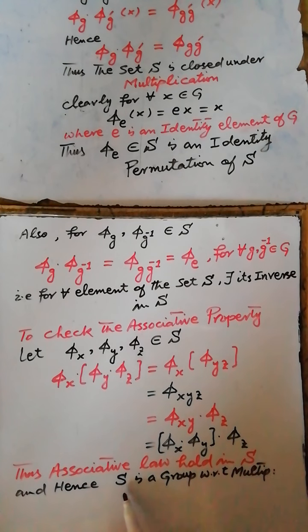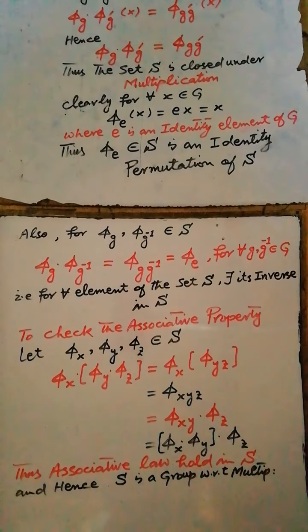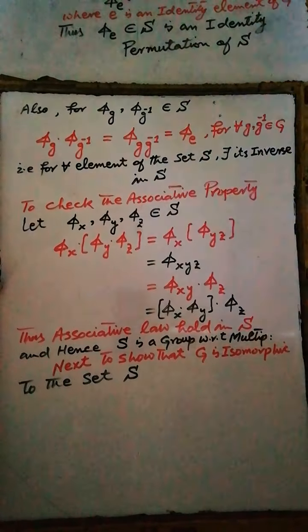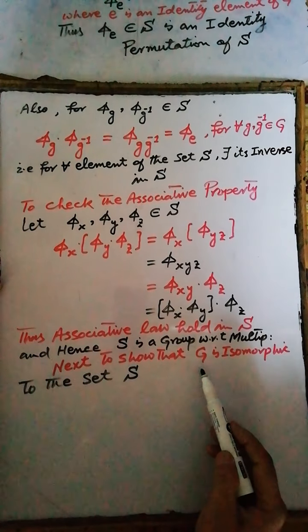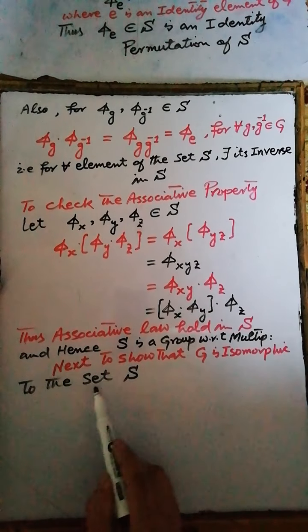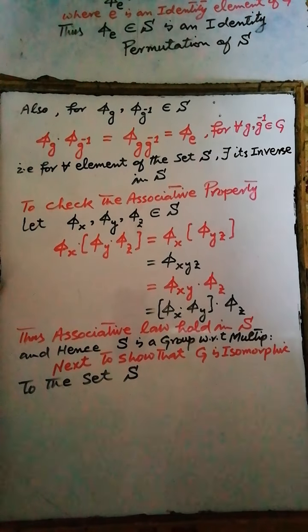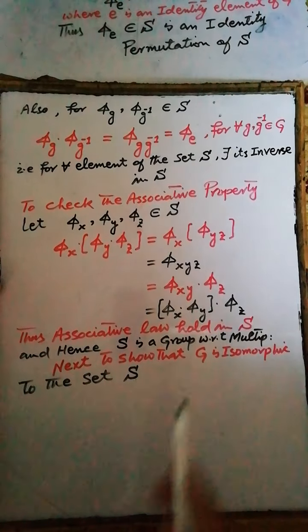Thus, the set S satisfies all the conditions of a group with respect to the binary operation multiplication. Therefore, the set S, which contains all the permutations defined from the group G, is a group with respect to multiplication. Next, we show that the group G is isomorphic to the set S, where the set S contains all the permutations defined from the group G.